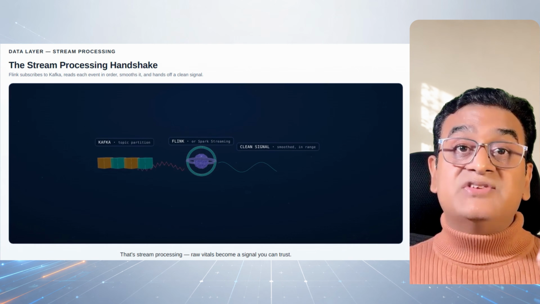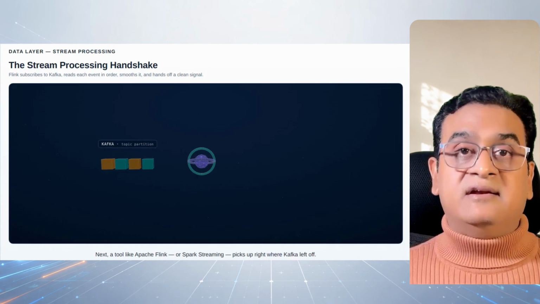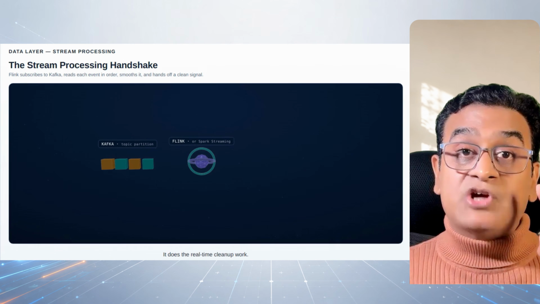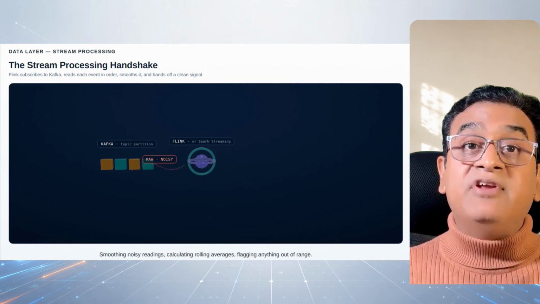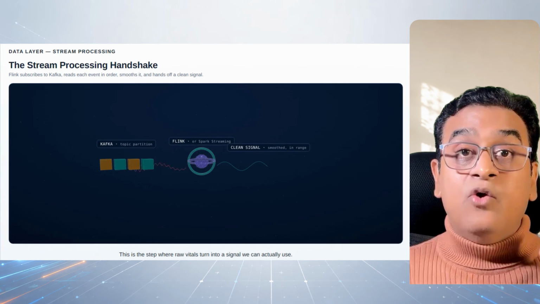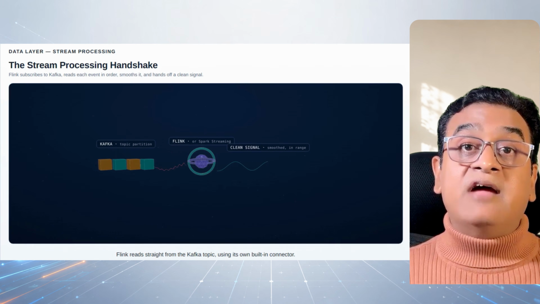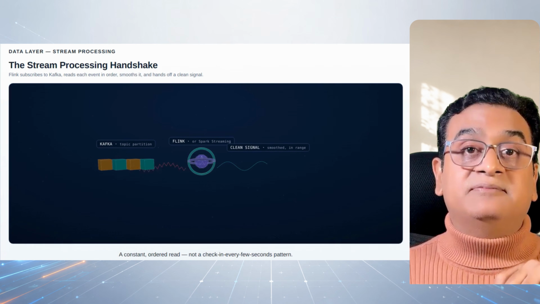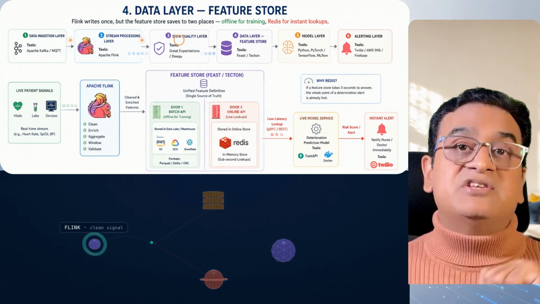Flink reads straight from a Kafka topic using its own built-in connector. It's a constant ordered read, not a check-in every few seconds kind of pattern. That's exactly why it can process a reading within milliseconds of it arriving instead of on a delay. Now, let's move on to data layer feature store.